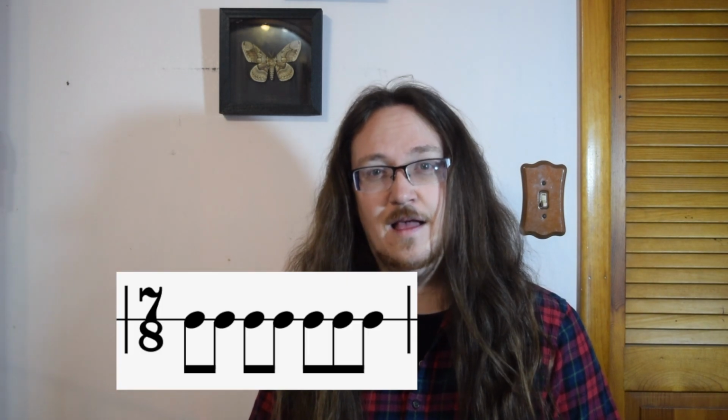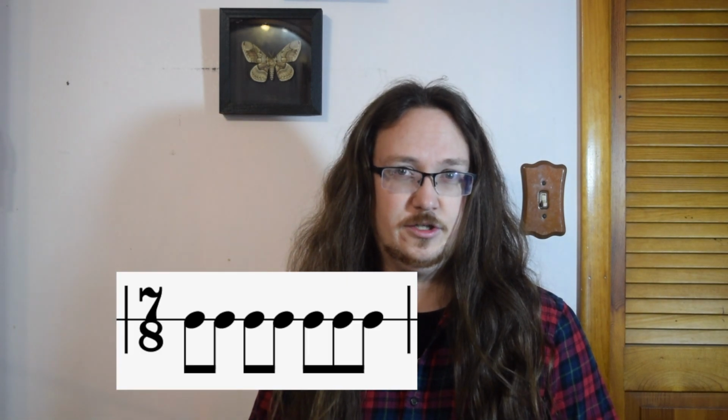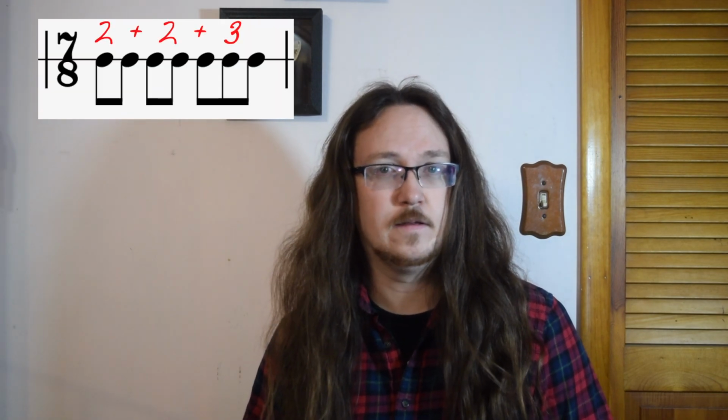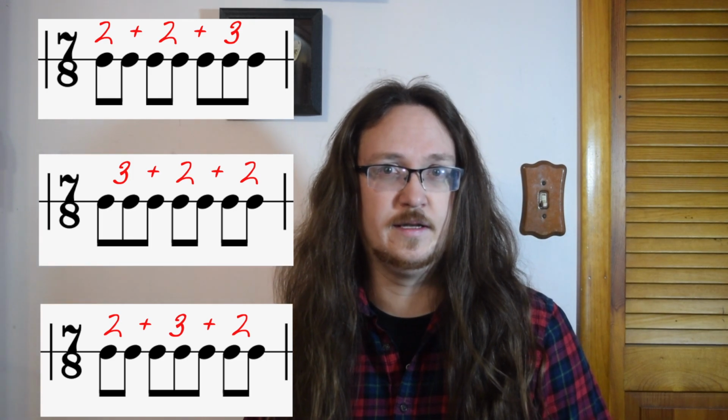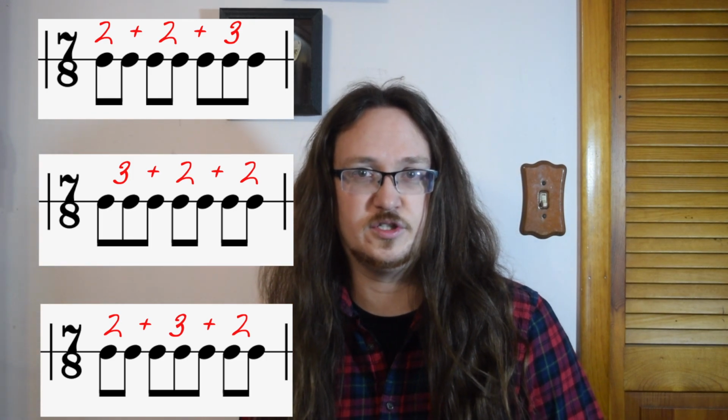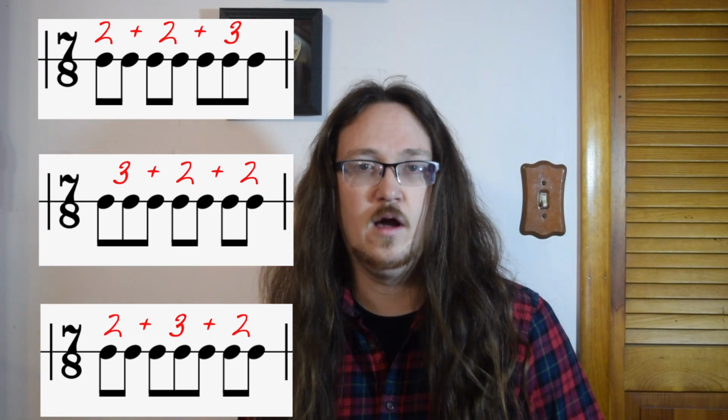Okay, so now we're going to check out 7/8. So in 7/8, there are 7 eighth notes in each measure. So 7/8 can be 2 plus 2 plus 3, or 3 plus 2 plus 2, or it could even be 2 plus 3 plus 2. Now, in my experience, it's most common to have 2 plus 2 plus 3 or 3 plus 2 plus 2 rather than 2 plus 3 plus 2.